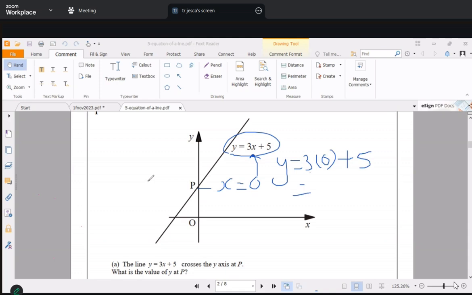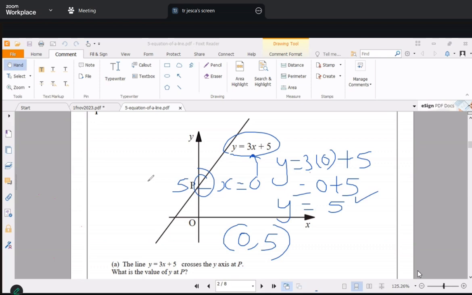What is 3 multiplied by 0? 0. Then plus 5. So what is the value of y? 5. As simple as that. So at point P, the value of y is equal to 5. If this question had asked you to write the coordinates of point P, you would start with the value of x, which is 0, comma, the value of y, which is 5, like that. But because part A is just asking you to calculate the value of y at point P, you give your answer as 5.